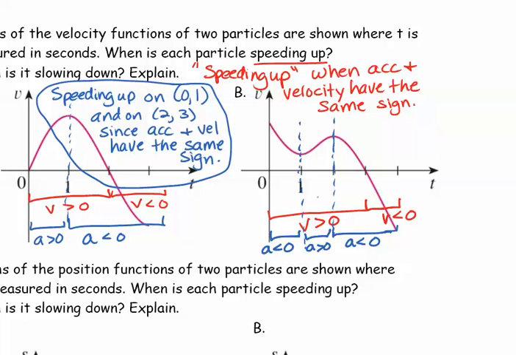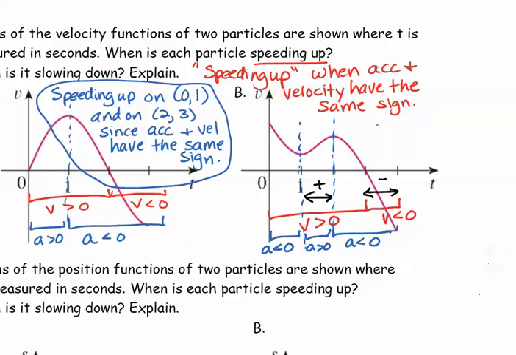Well, I see one interval. Let me try another color here. Do you see one interval here where they're both positive? Acceleration and velocity are both positive. And then we have one more interval over here, it looks like, where velocity and acceleration are both negative. In the other two regions, the acceleration and the velocity have opposite signs. So they're working against each other.